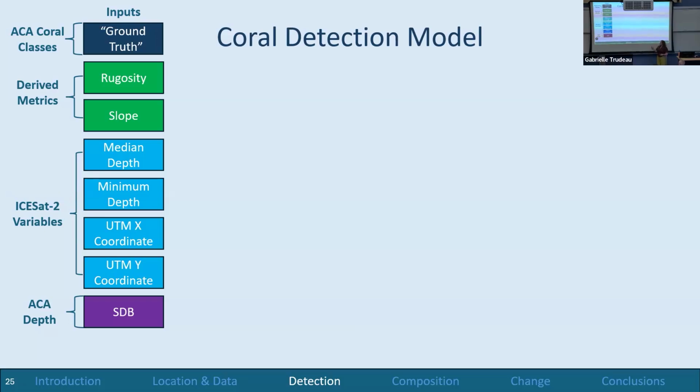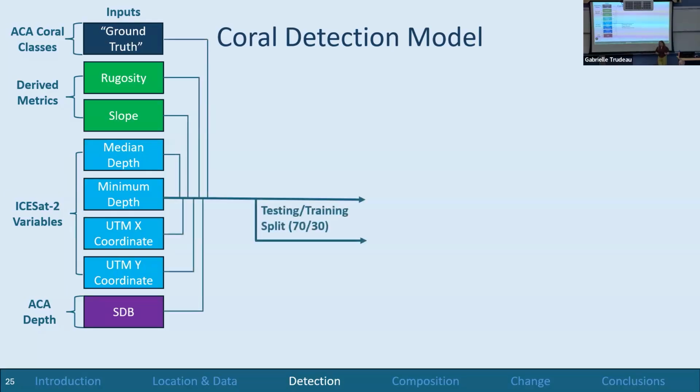I'm also going to take those derived metrics we just talked about. I'll also take the native ICESat-2 variables, so my coordinates. You'll notice there are two depth values here. That's because when I extracted bathymetry, or depth, from my ICESat-2 tracks, I wasn't sure which was more representative of depth, so I just retained them both. And I'm also incorporating the satellite-derived bathymetry metric from the Allen Coral Atlas as well.